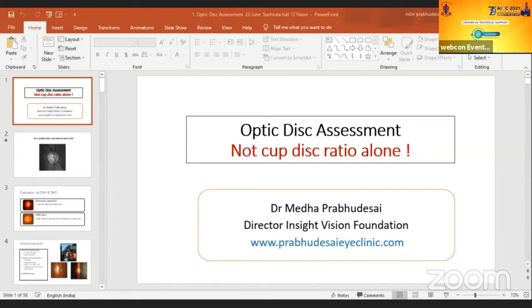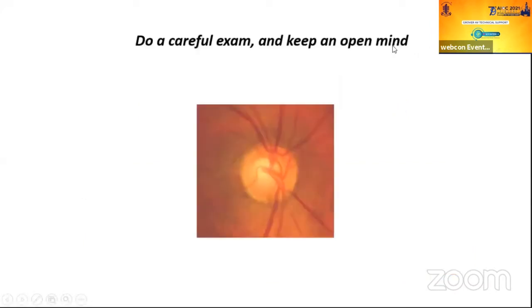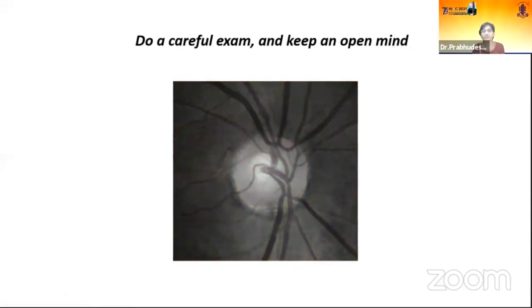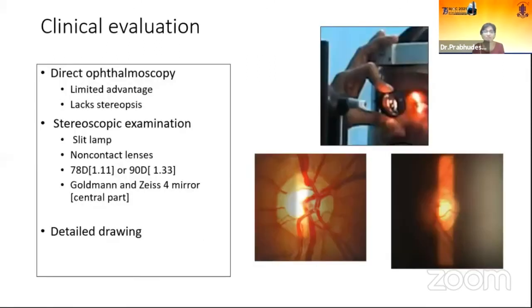Optic disc assessment, and not cup disc ratio alone. So always do a careful exam and keep an open mind. Evaluation of ONH and RNFL needs a systematic approach because this improves detection of glaucoma. ONH signs have high sensitivity and specificity for diagnosis of glaucoma.